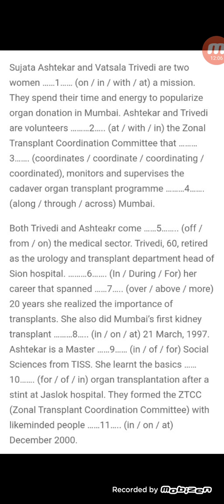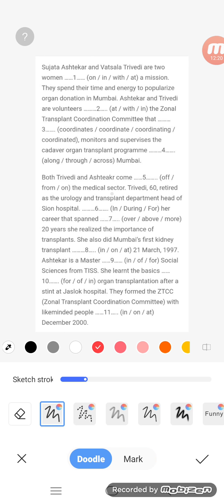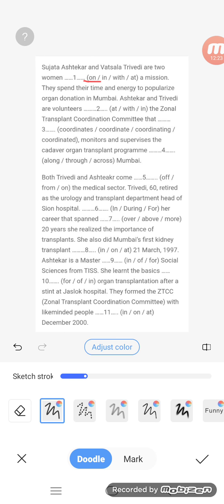Dash a mission: on, in, with, at. Which option is correct? On, in, with, at. Yes, according to your view, it is "on". On a mission. They spend their time and energy to popularize organ donation in Mumbai. Asekkar and Trivedi are volunteers dash: at, with, in. So which option is correct? Option "with".